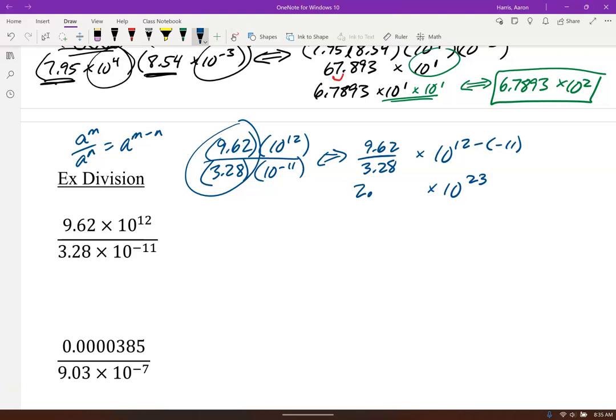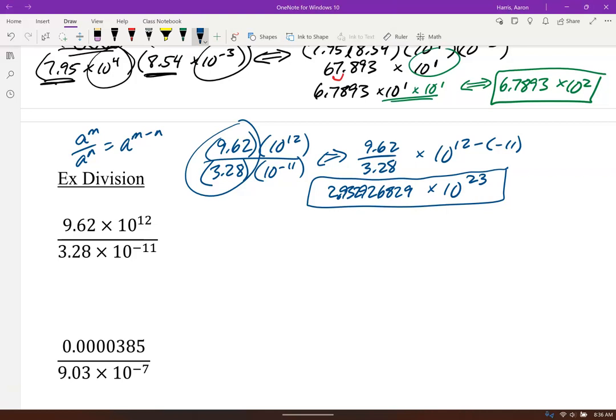Let's see, what is 9.62 divided by 3.28? 2.9329268269. And that 2.93 number is less than 10 and greater than or equal to 1. So I don't need to do anything else from here. Okay.